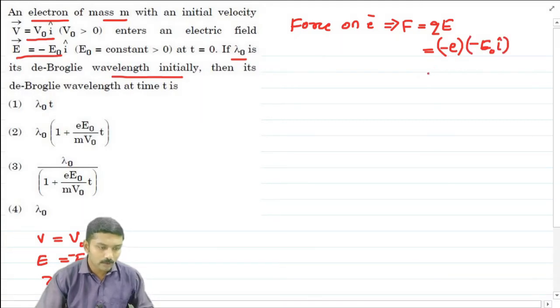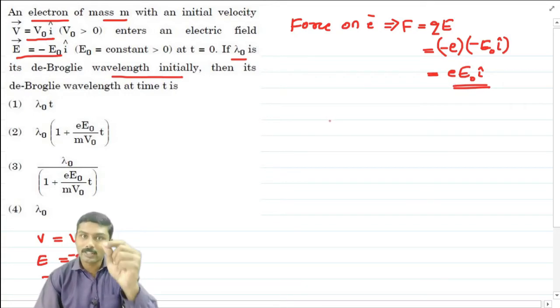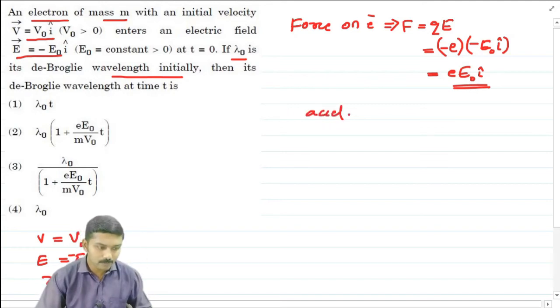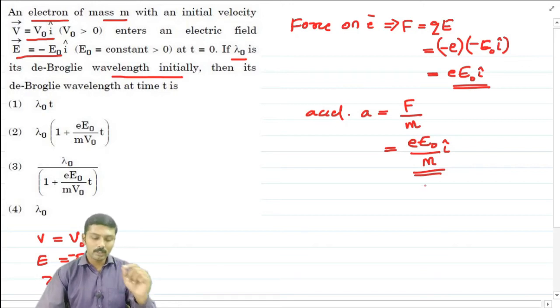So what will be the force acting on it, which is equal to E naught times I cap, the force acting on the electron. Now if a force is acting on the electron, I can write down the acceleration felt by the electron. Acceleration a is equal to the total force divided by the mass of the electron. So we can write this equation as E naught divided by m times I cap. This is the acceleration felt by the electron.